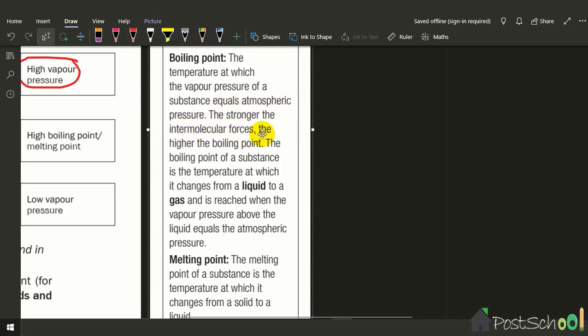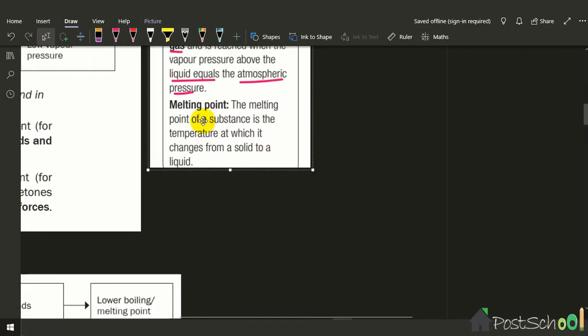The stronger the intermolecular forces, the higher the boiling point. The boiling point of a substance is the temperature at which it changes from liquid to gas, a change in phase, and is reached when the vapor pressure above the liquid equals the atmospheric pressure. And then the melting point. The melting point of a substance is the temperature at which it changes from solid to liquid.